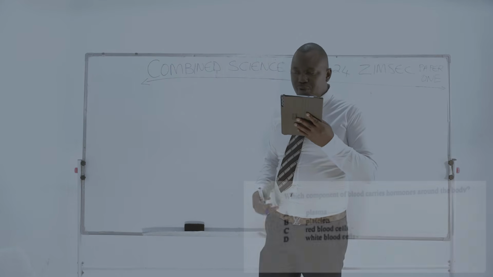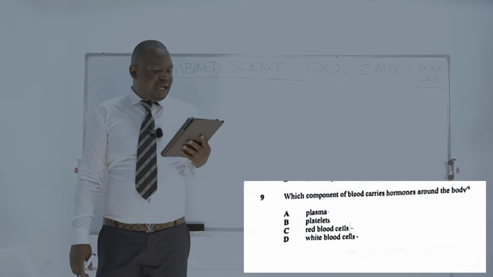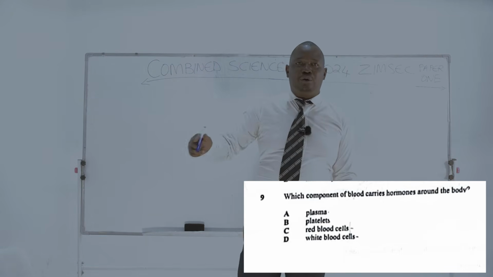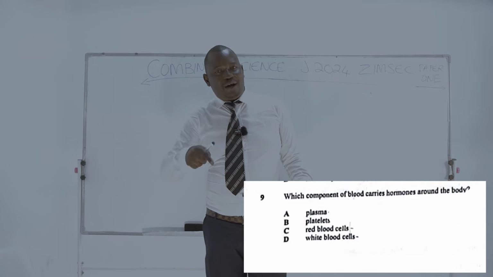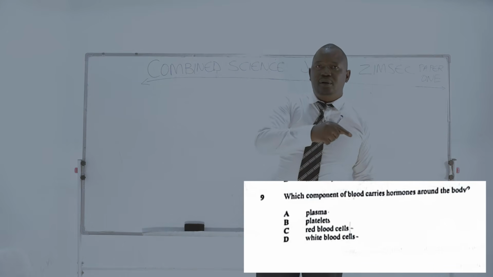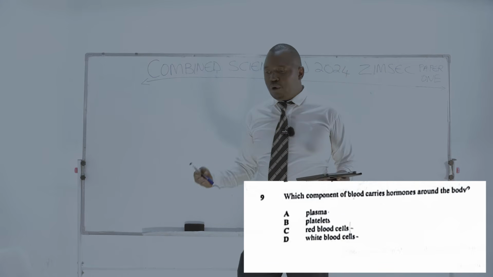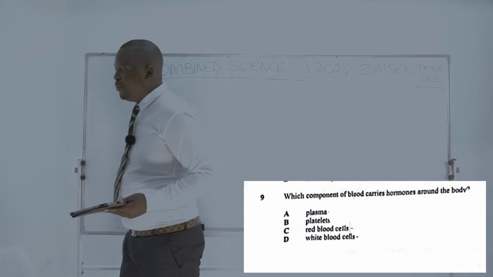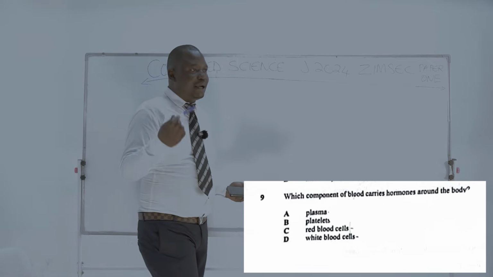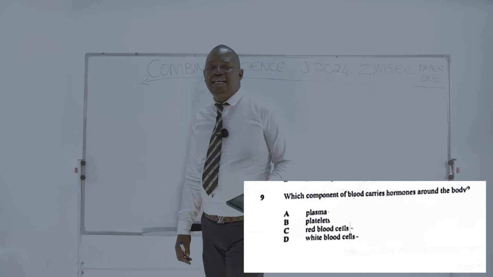Question 9. Which component of blood carries hormones across the body? Let's first talk about what hormones are. Hormones are chemical messengers produced by the endocrine glands. Chemical messengers travel to act on a target organ, where they bring about changes. Alright, we're going to go through the endocrine glands in the human body and the hormones they produce. One is the pituitary gland in the brain, which produces hormones such as ACTH, ADH, etc.